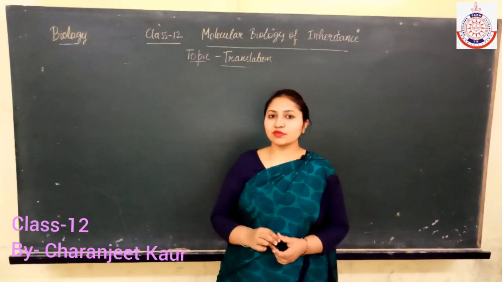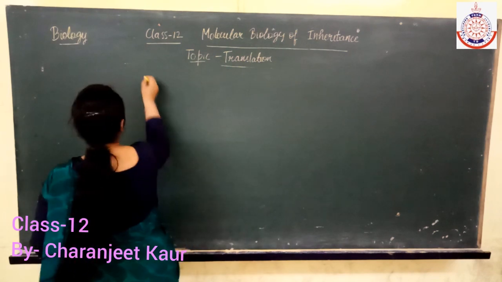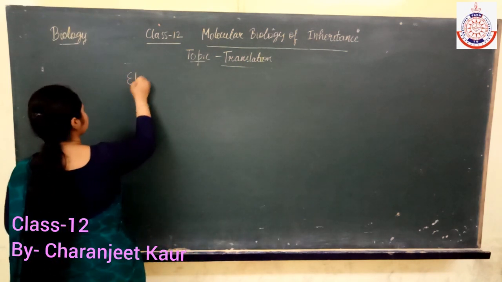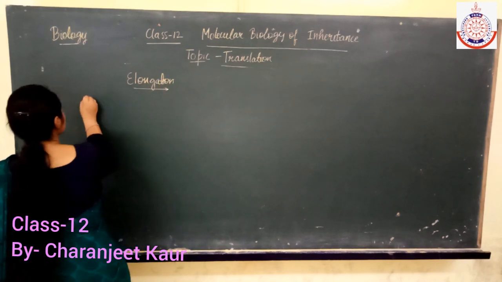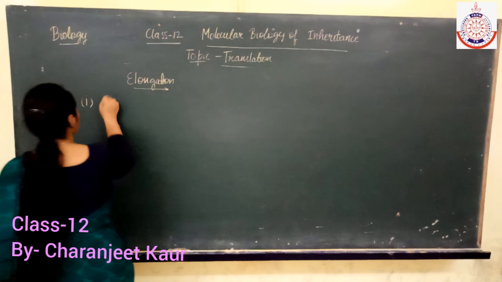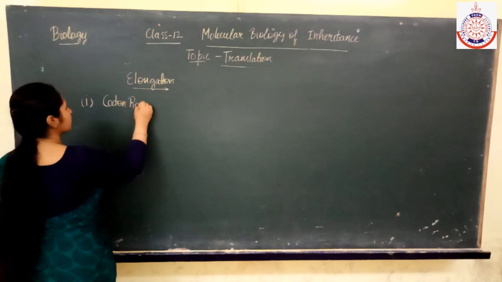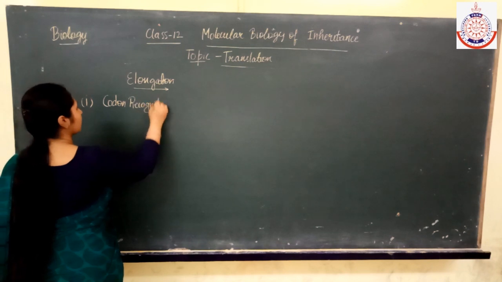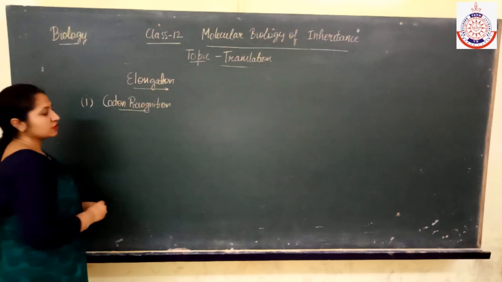So students, we were discussing the elongation process. How many steps are there in the case of elongation? There are 3 steps. The first step is codon recognition. Now what is this codon recognition?